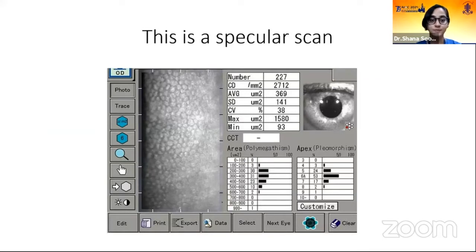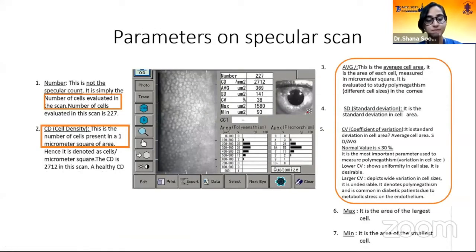So let's look at a few specular scans. This is the first specular scan which we have with us here. So let's see the various parameters. The first parameter is number, which we see over here. So what is number? Number is not the count of the endothelial cells. It is simply the number of cells evaluated in the scan. So in the scan, the number of cells that were evaluated were 227.